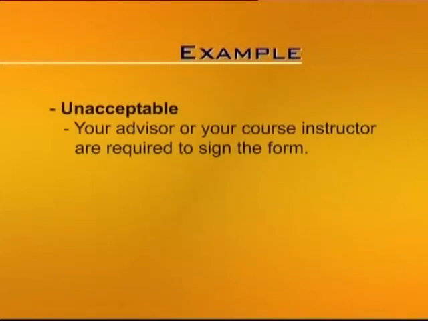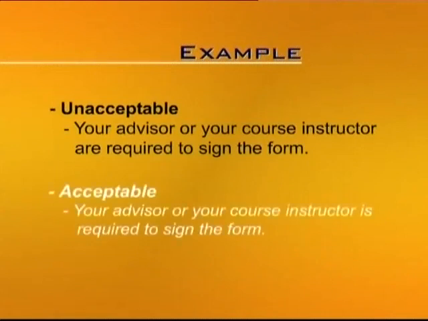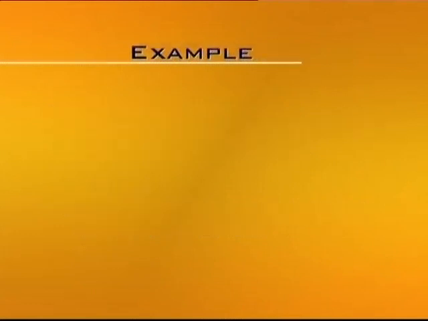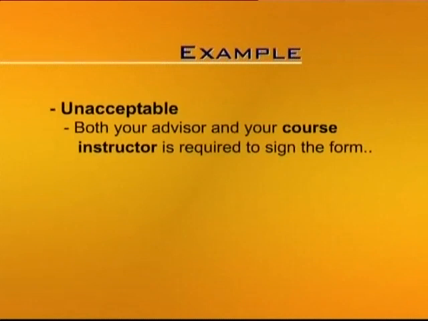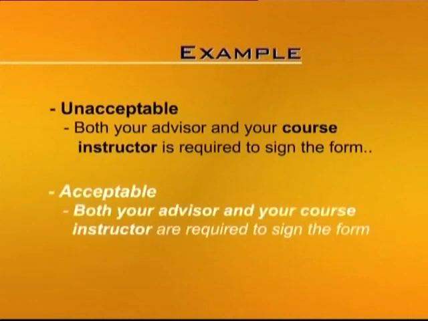Also, instead of saying your advisor or your course instructor are required to sign the form, you will say your advisor or your course instructor is required to sign the form. Unacceptable form would be both your advisor and your course instructor is required to sign the form. क्योंकि and है तो आप plural करेंगे. You will say both your advisor and your course instructor are required to sign the form.